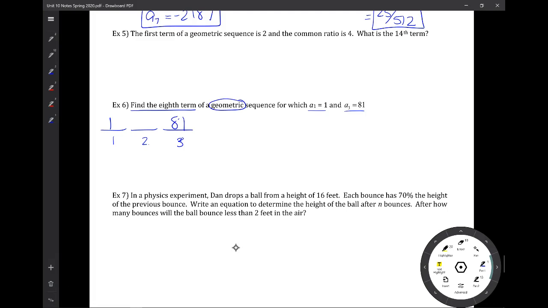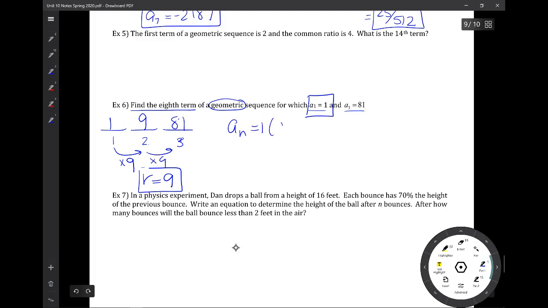So I need to figure out 1 times something times that same something gets me to an 81. So 1 times what times that what again would get me to an 81. And I hope 1 times 9 is 9, and 9 times 9 is 81. So now we can figure out that our common ratio is 9. Our value of our first term is 1. So our formula would be 1 parentheses 9 raised to the n minus 1. And if I want to find the 8th term, I just plug in an 8.